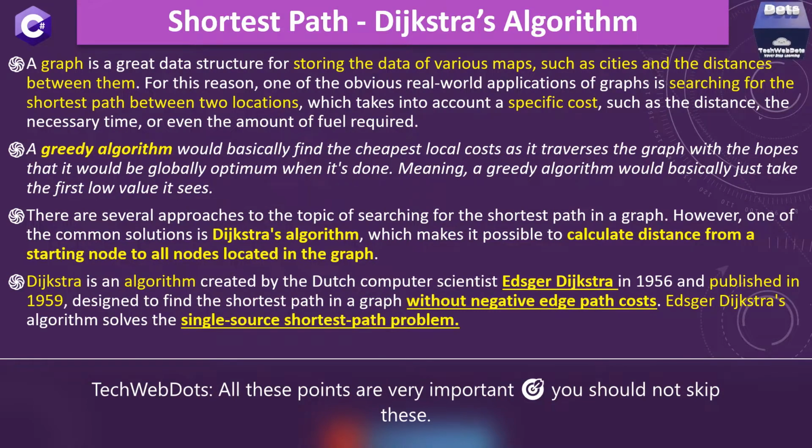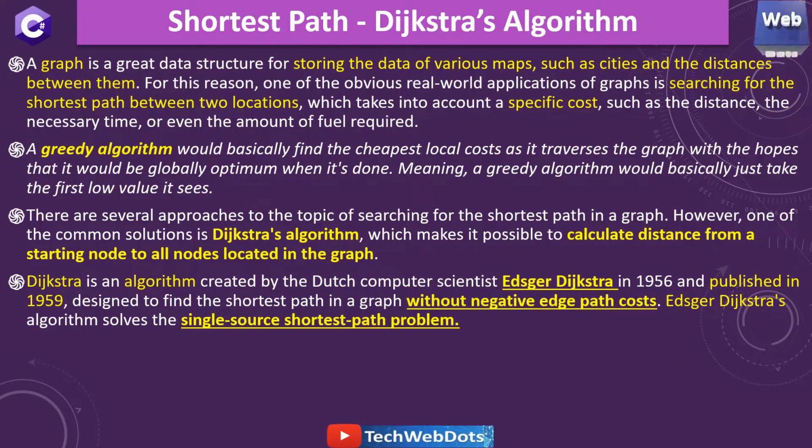Okay, we will discuss this in detail. Dijkstra is an algorithm created by a Dutch computer scientist, Edsger Dijkstra, in 1956, and published in 1959, designed to find the shortest path in a graph without negative edge path cost. Remember this: there should not be any negative path cost in the graph. Only in that case is Dijkstra algorithm useful. When we have a negative value in the graph, we cannot apply the Dijkstra algorithm. So you can say this is a disadvantage of Dijkstra algorithm as well.